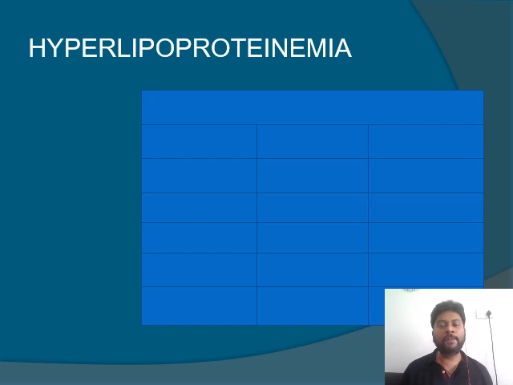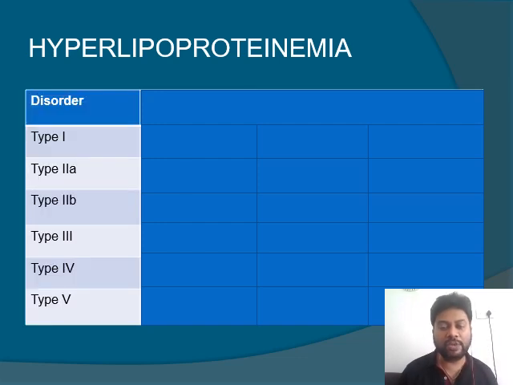Next, we will move on to hyperlipoproteinemia. This hyperlipoproteinemia can be either due to congenital causes or due to acquired causes. If it is due to congenital causes, we call it primary hyperlipoproteinemia. This primary hyperlipoproteinemia can be further classified according to Fredrickson's classification of hyperlipoproteinemia: type 1, type 2A, 2B, type 3, type 4 and type 5. Totally 6 different types are there.